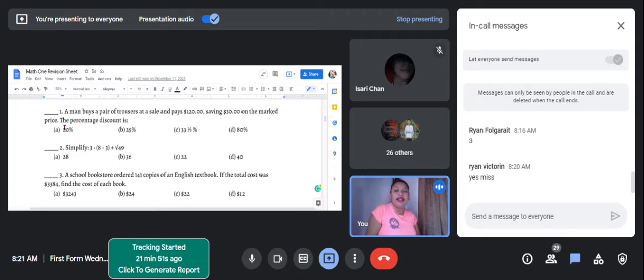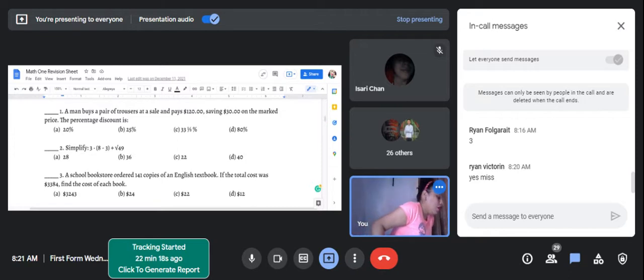Number 1 says a man buys a pair of trousers, and a pair of trousers is a pair of pants, right? So this man buys a pair of pants at a sale and pays $120, but he is saving $30 on the mark price. What is the percentage discount?